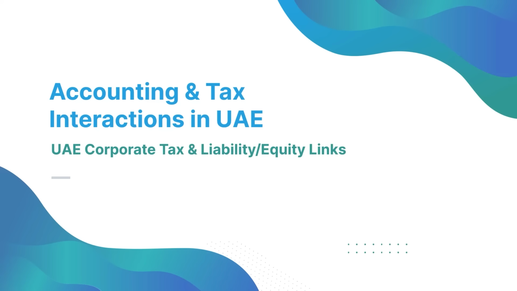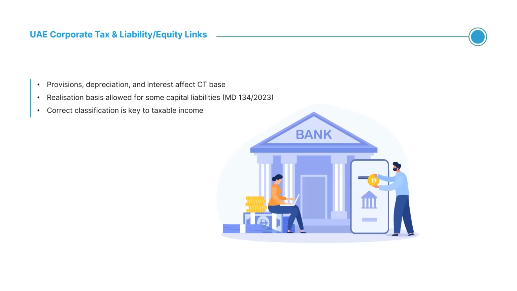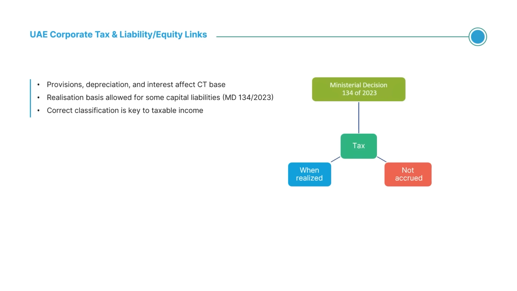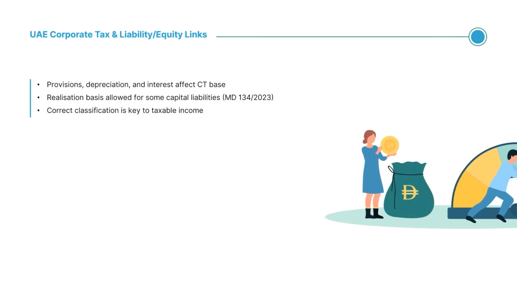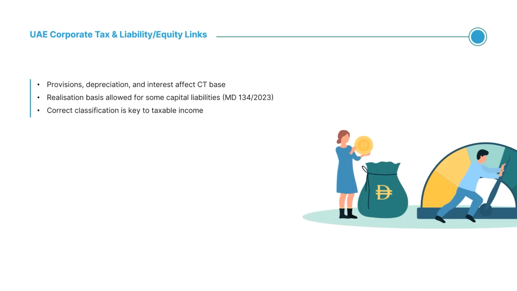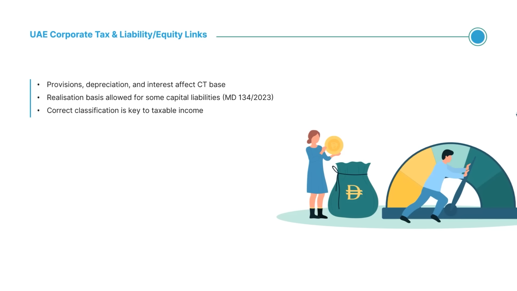In UAE corporate tax, the classification of liabilities and equity directly influences taxable income. For example, interest on loans is generally deductible if conditions are met, while dividend distributions are not. Ministerial Decision 134 of 2023 allows a realization basis election for certain capital account liabilities, so gains and losses are taxed when realized, not accrued.